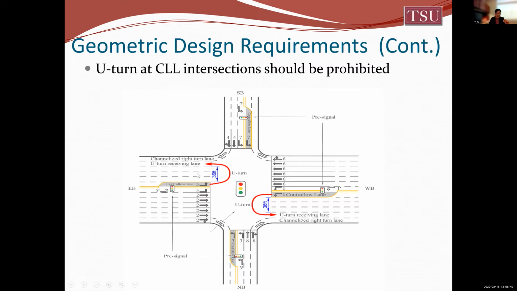So that means you need to have at least 6 lanes in one direction. That's not very likely for a local intersection. So that's why the U-turn should be prohibited for this type of design.